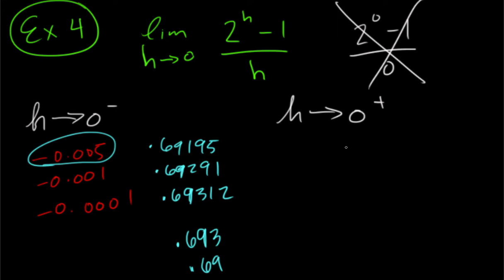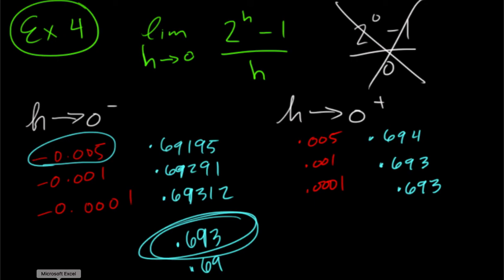Now if we come from the positive side, we're going to get similar values, so they'll just all be positive, for the values we're plugging in. And then if we do that, we get 0.694, 0.693, 0.693. We see that 0.693 showing up quite a bit. So we should feel pretty confident that they're approaching the same thing on both sides. And so the limit is approximately 0.693. Once again, that would be the y value that that hole is at.